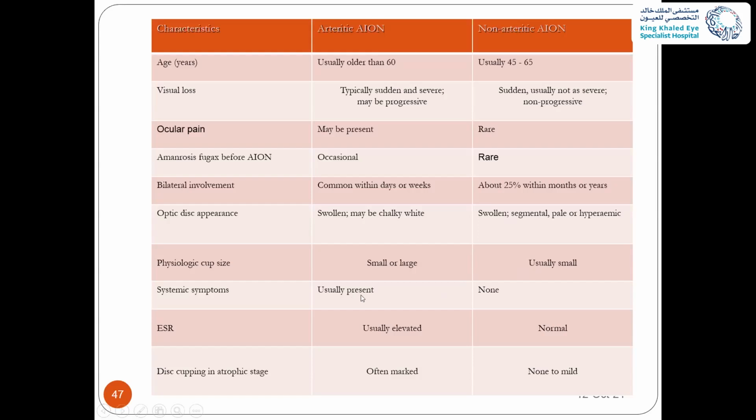Symptoms of temporal arteritis usually present, usually not present. ESR usually is elevated while normal in non-arteritic ischemic optic neuropathy. The disc later on, we might have marked cupping of the disc in arteritic, while none to mild in non-arteritic. This is the differential diagnosis, early and late, of arteritic and non-arteritic ischemic optic neuropathy.